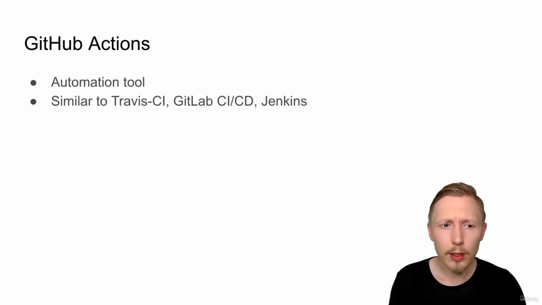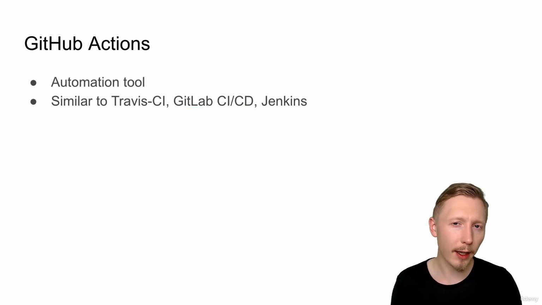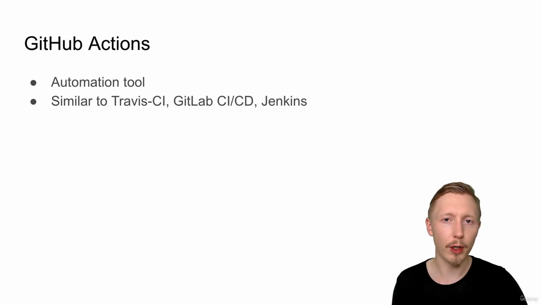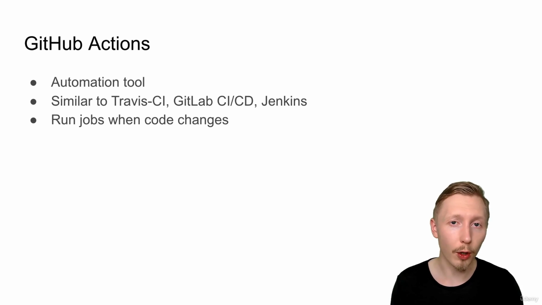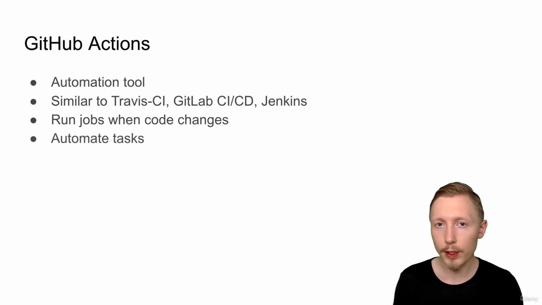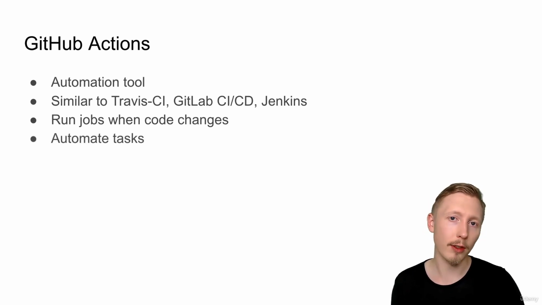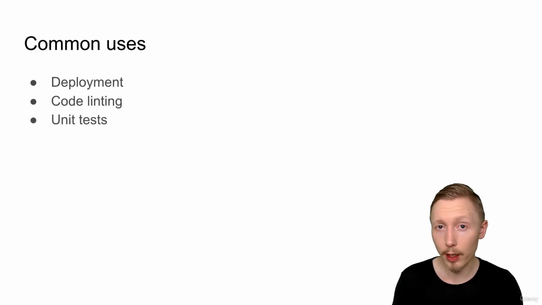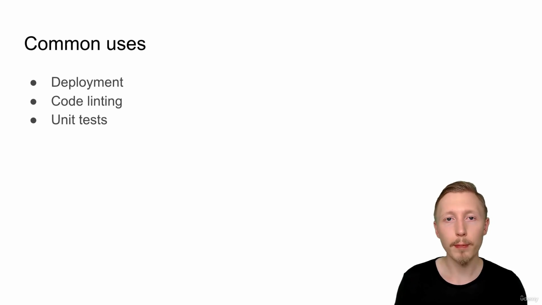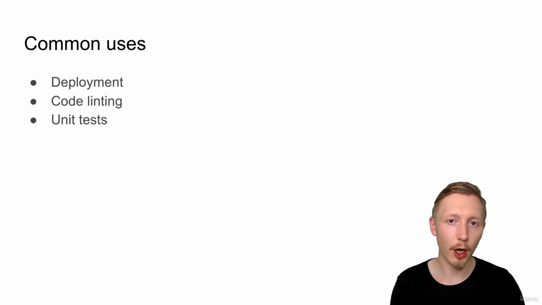It's a similar tool to things such as Travis CI, GitLab CI/CD, and Jenkins. So if you've heard of these tools before, GitHub Actions is basically the equivalent of those tools for GitHub. Simply put, it allows you to run jobs anytime your code changes. These jobs allow you to automate certain tasks. The common uses for GitHub Actions are to handle deployment, to handle code linting, and to run unit tests. So you would automate these tasks whenever you make changes to your code.